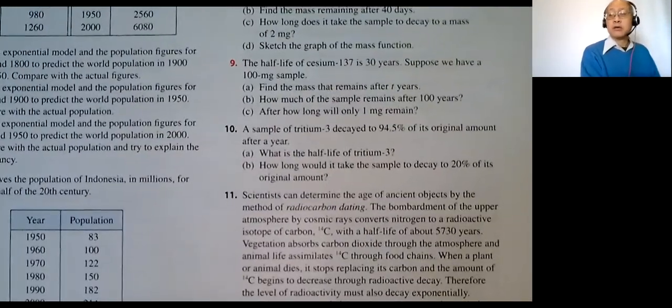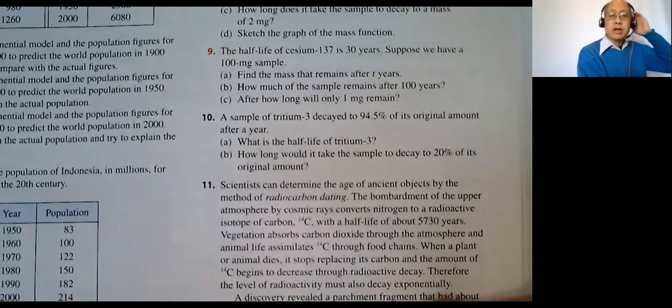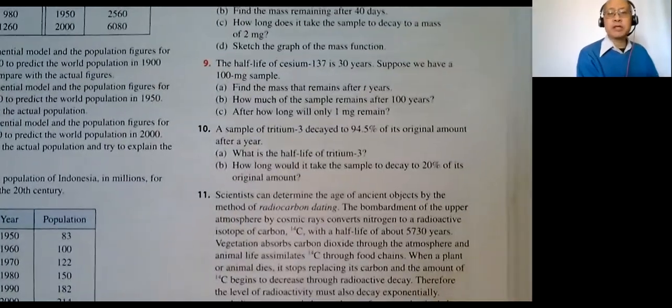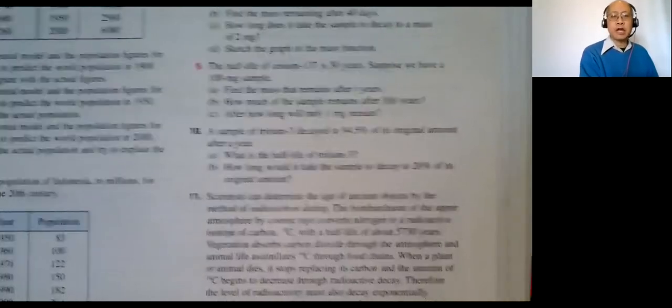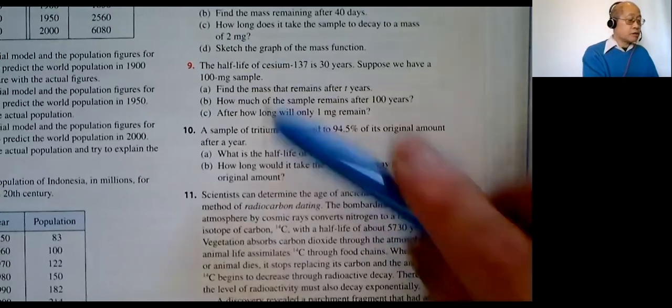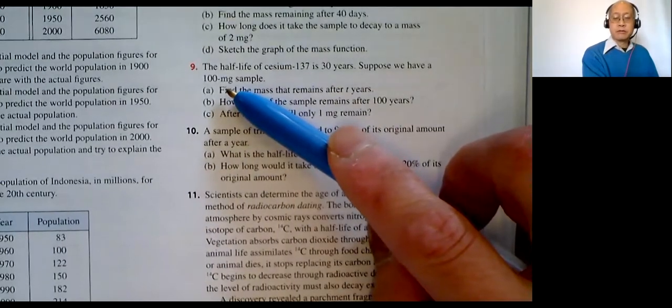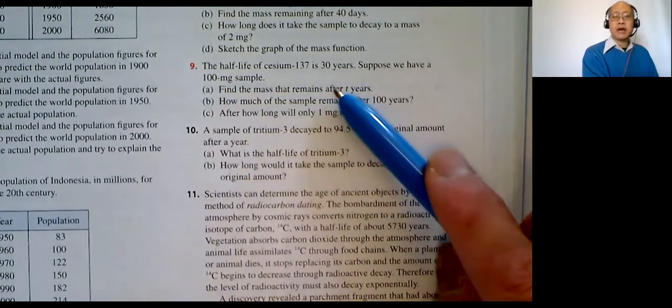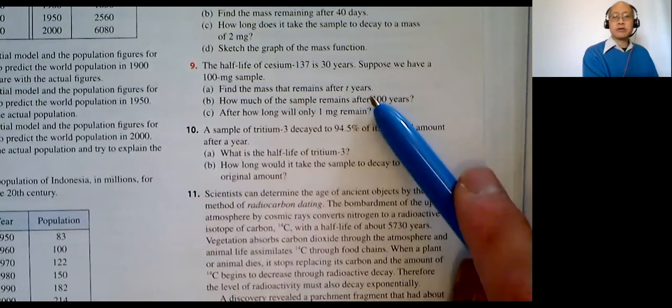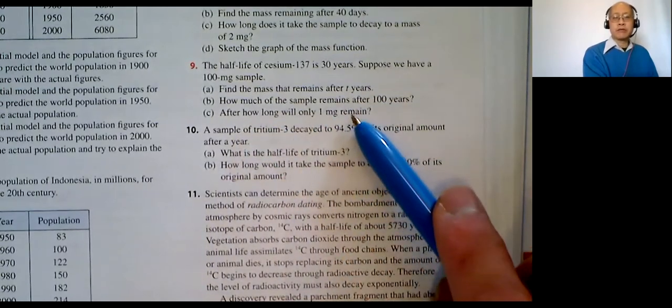So this is a decay situation, and I'm going to show you one more decay situation involving half-life. Number 9. The half-life of cesium-137 is 30 years. Suppose we have a 100 milligram sample. Aha. So that 100 means that's my initial amount. That's my A0. Find the mass after t years. How much remains after 100 years? After how long will only 1 milligram remain?